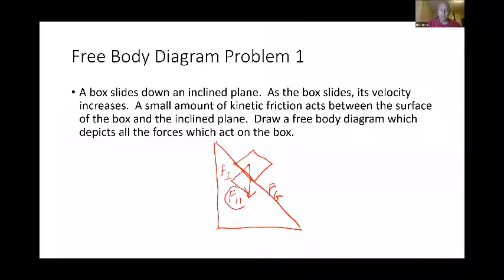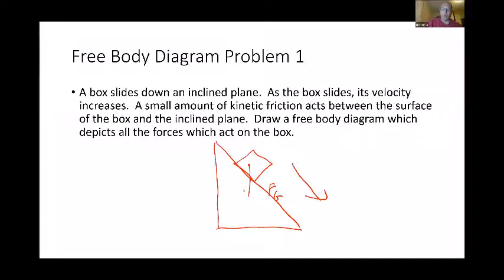This force, the parallel component of the weight, is the force that pushes the box or pulls the box down the plane. This component is equal and opposite to the normal force that acts between the box and the surface, the plane itself. So those are both going to be important when we start calculating things. Let's take those off for a minute, though.